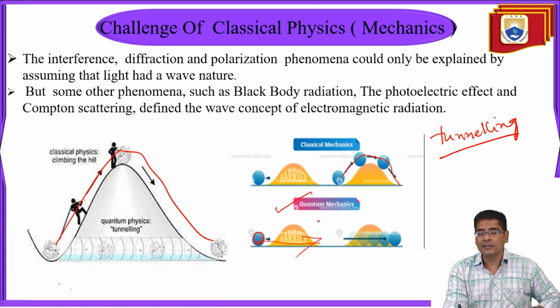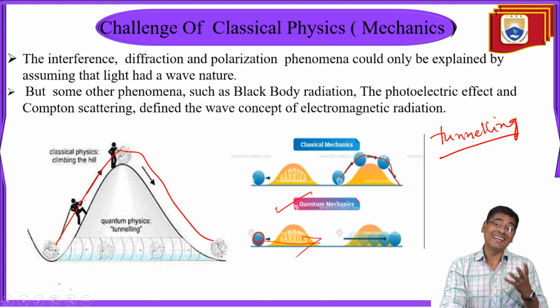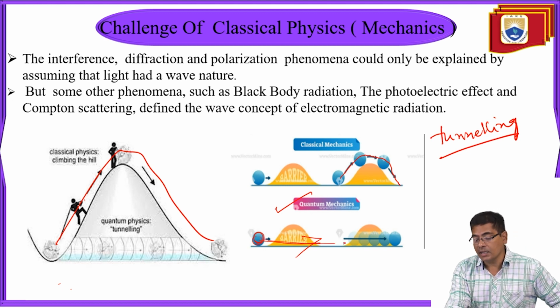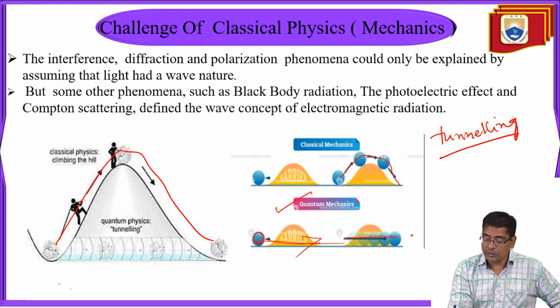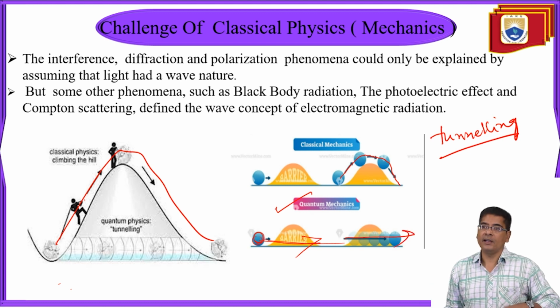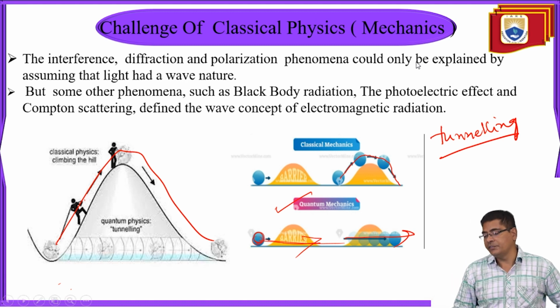That means there is a certain region where that particular particle gets obstructed. But when you apply quantum physics to that case, the particle will try to tunnel through the barrier and comes out as a particle, as the initial particle and the final particle are the same. Right? So these are certain challenges of classical physics.